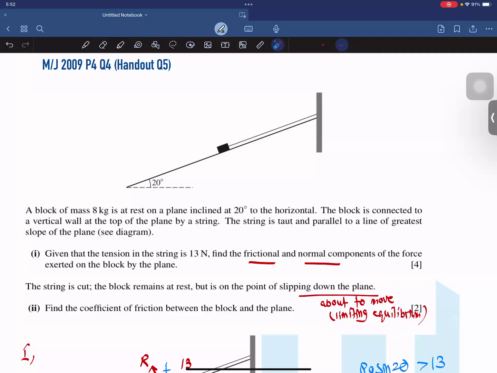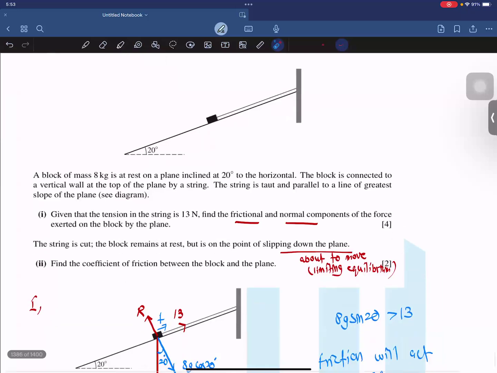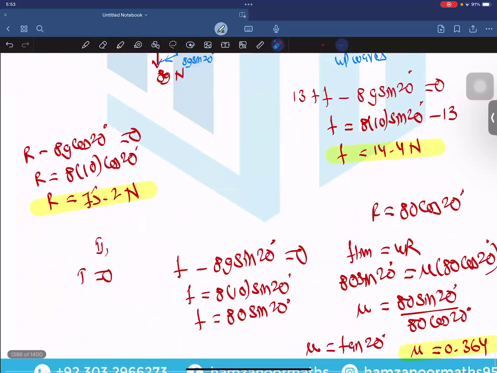I hope you have covered all of the basic concepts in detail before actually solving the past paper questions. The frictional force will be maximum when the object is on the point of moving, meaning when the object is about to move, and when the object is actually moving, also in that particular case, it would be the same: the frictional force will be at its maximum value, F lim, F max.